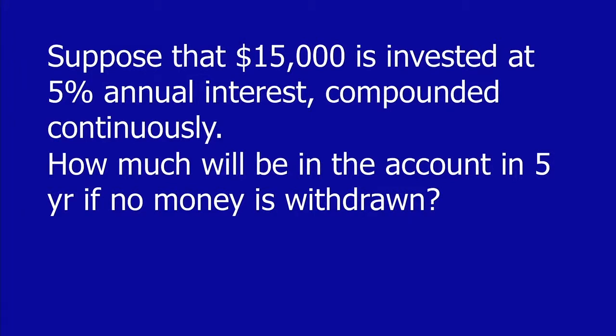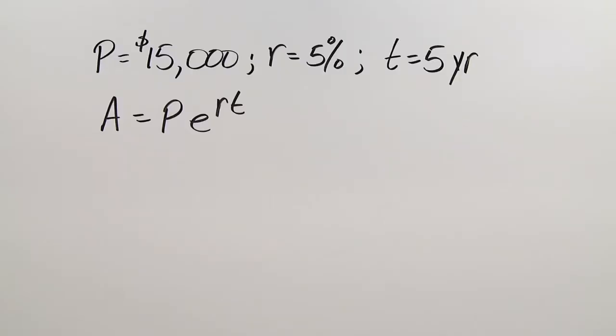Suppose that $15,000 is invested at 5% annual interest compounded continuously. How much will be in the account in 5 years if no money is withdrawn? So I've written the important information down. The principal is $15,000, the interest rate 5%, and the time is 5 years.